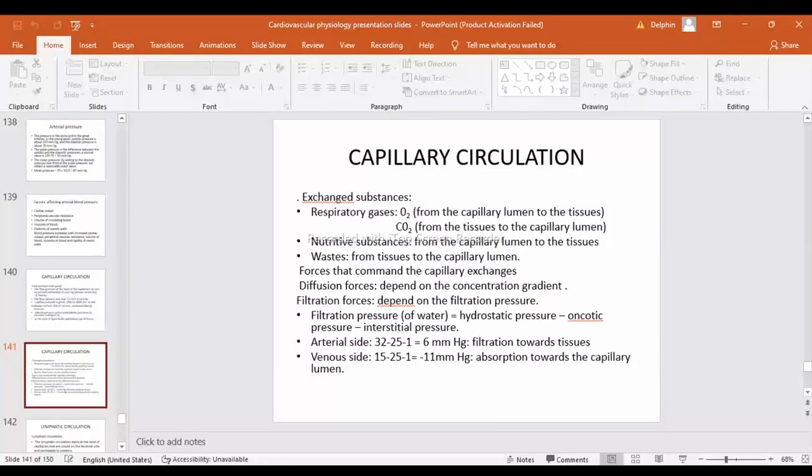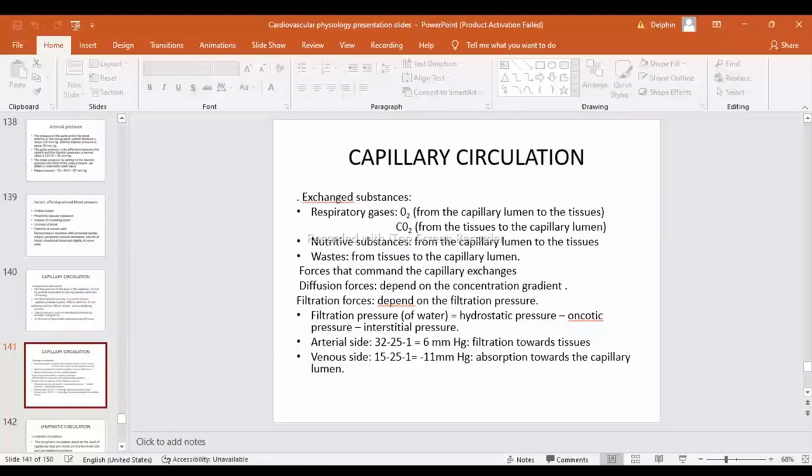And so we have nutritive substances from the capillary lumen to the tissues. Here I consider glucose, amino acids, triglycerides, and some vitamins. And also we have waste products from tissue to the capillary lumen. And for this mechanism of exchange, we have some forces. We have diffusion forces, which depend on the concentration gradient. And also we have filtration forces, which depend on the filtration pressure.